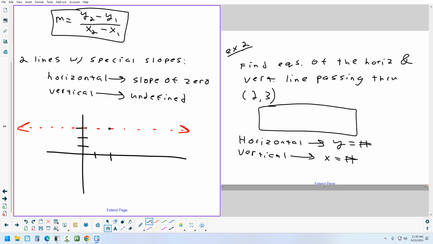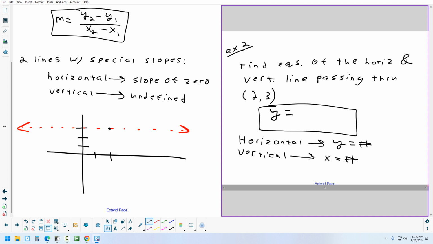Yeah, y equals 3. It's y equals because it's horizontal. And then it's just a matter of what number you want your line at. Well, we want it to go through the point (2, 3), so it has to be up 3. That's it.